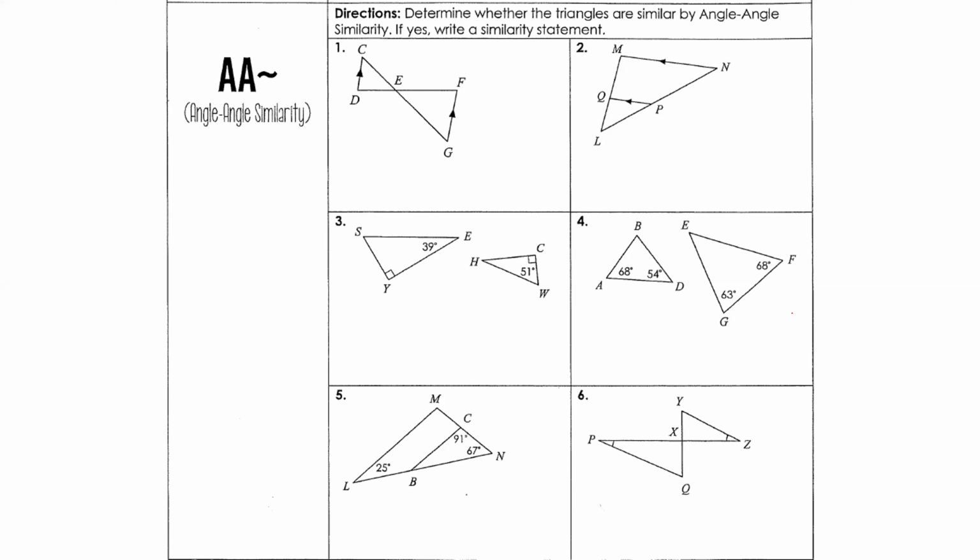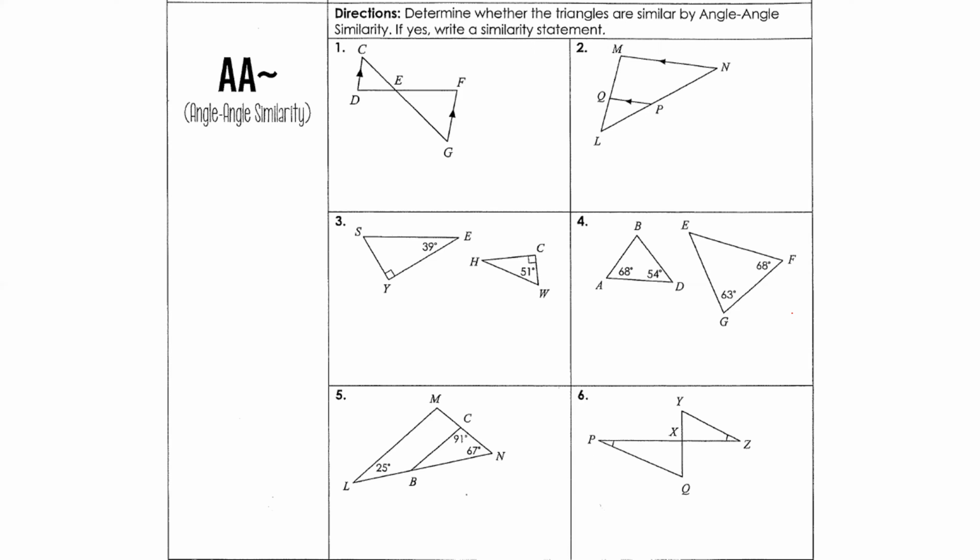So, for angle similarity, we have 6 different shapes here. We're only going to look at numbers 1 and 3 for right now together. Do we have enough information to say the figures are similar based on AA similarity? Well, in order to say that we have enough, we would need to know that we have 2 angles in each figure that are congruent.